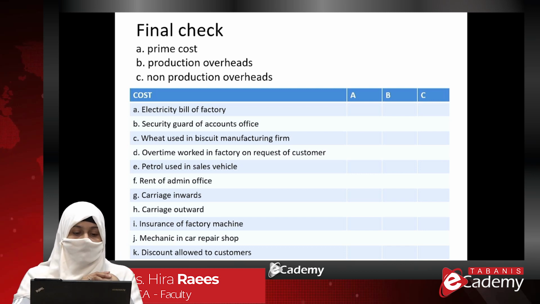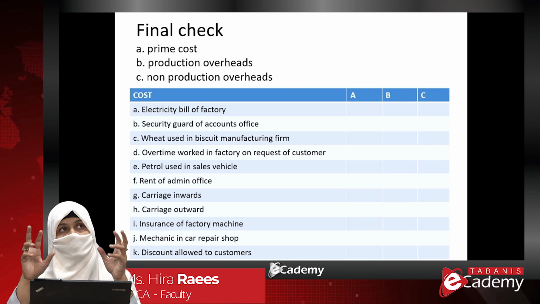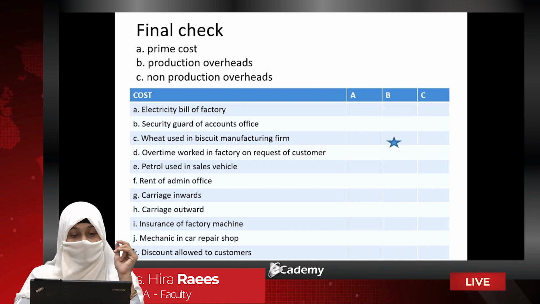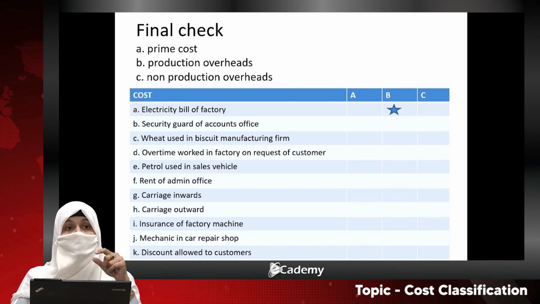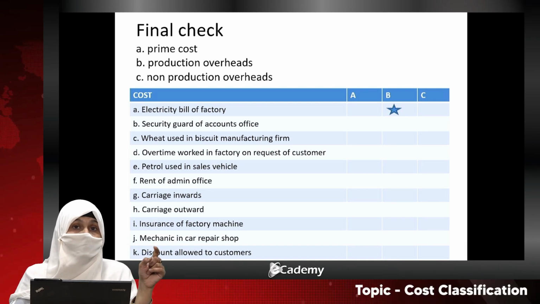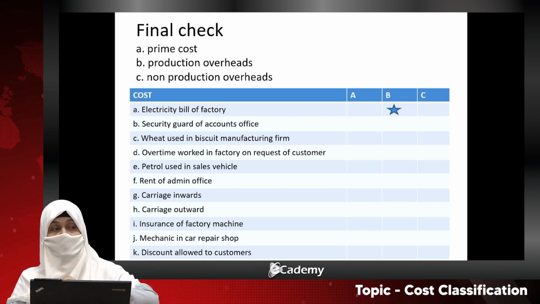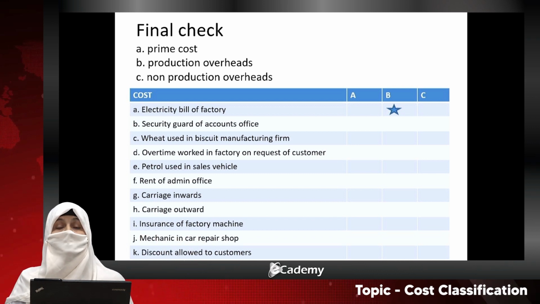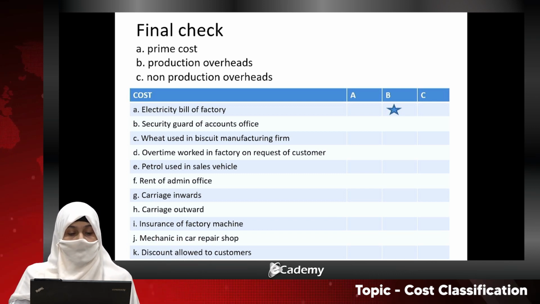Yes, it is. Now, if it's an indirect cost, the question arises whether it's a production overhead or a non-production overhead. The answer is, it's a production overhead. It is so because we have incurred this electricity bill in the factory. If we had incurred this electricity bill in the sales office or in the admin office, then it would be a non-production overhead.